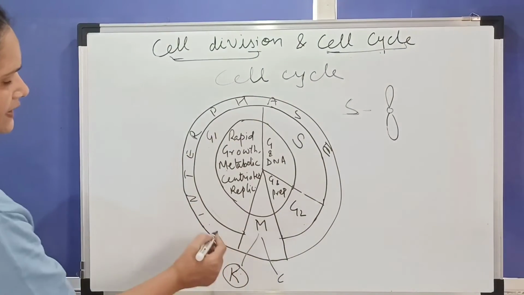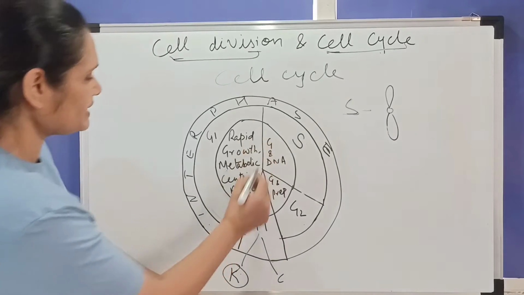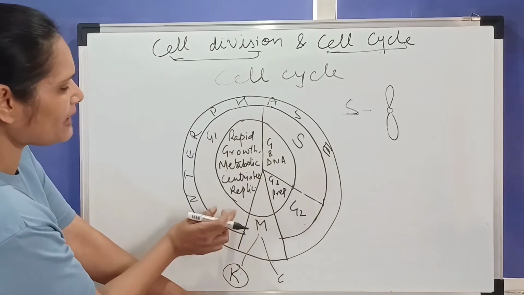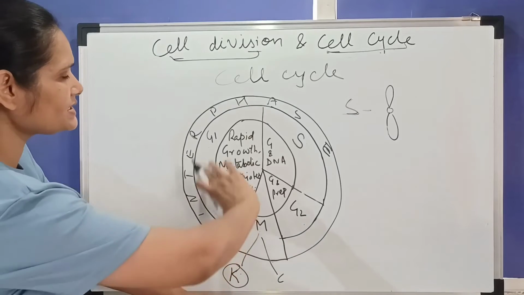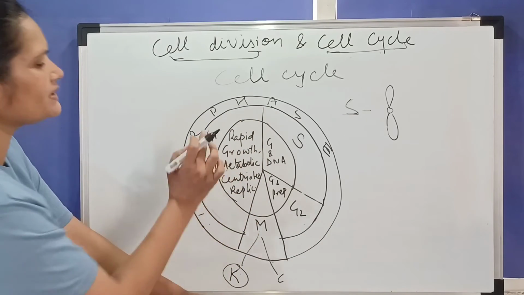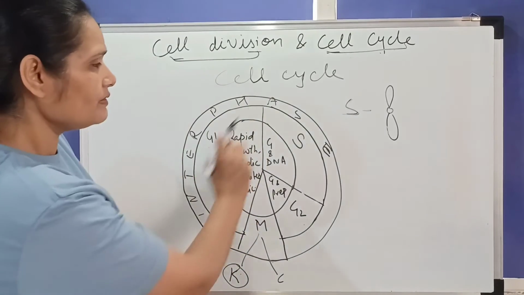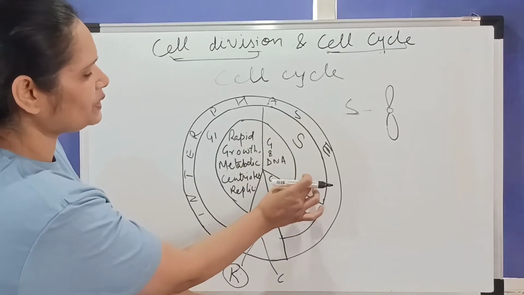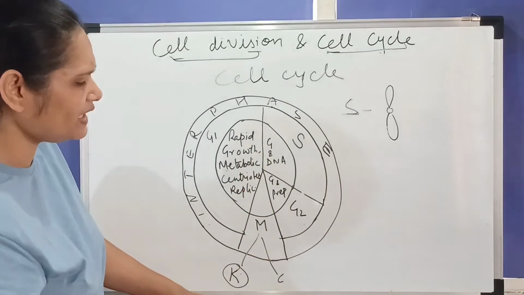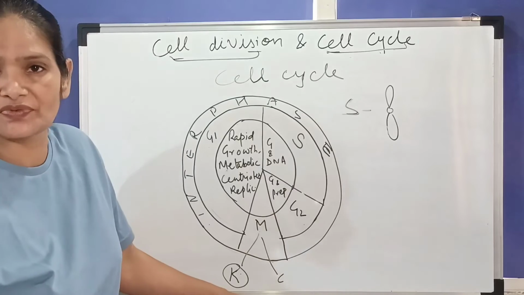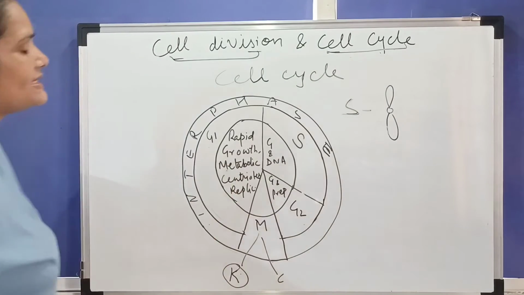Now as we see here, around 30 to 50% of the cell cycle is occupied by the G1 phase. Then some part is occupied by the S phase, and very little part is occupied by the G2 phase. So this is how the cell cycle is.